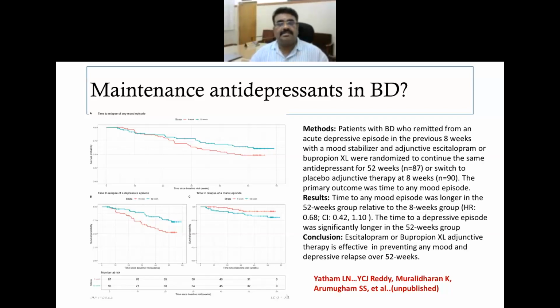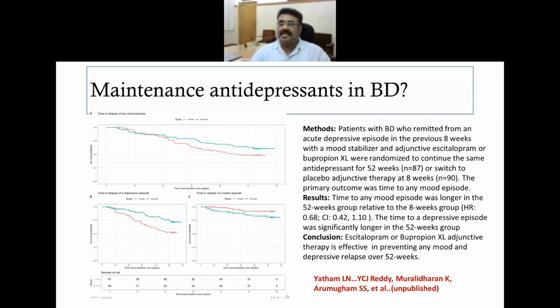But we also know that the average duration of a depressive episode is between 6 months to 9 months. So does it make sense for us to stop the medication on which the patient actually got better? If yes, what is the rationale? So that's a question for which guidelines don't give us any answer. It is left to clinical discretion.